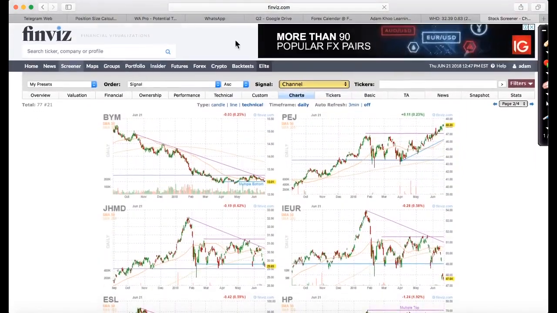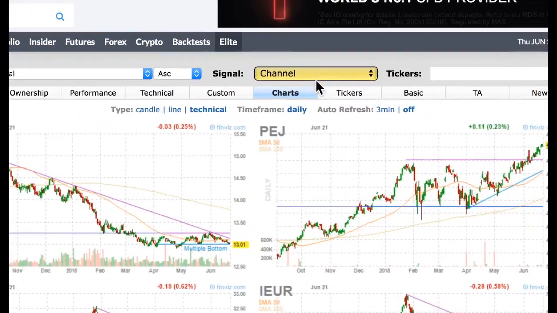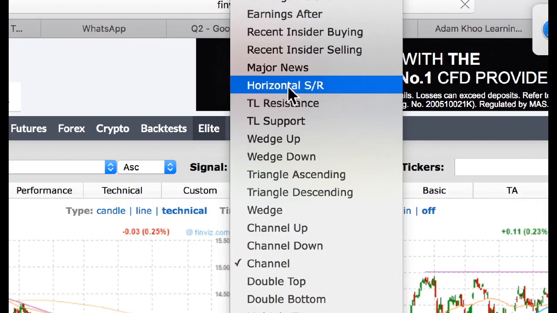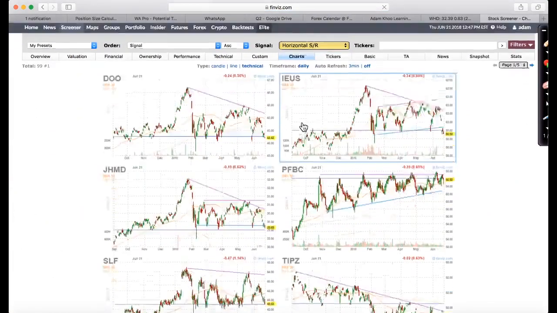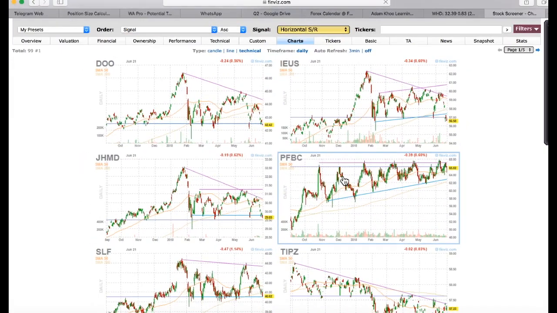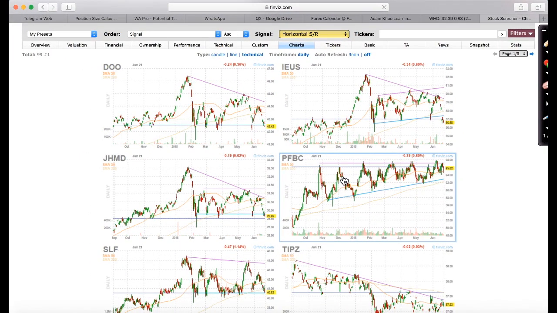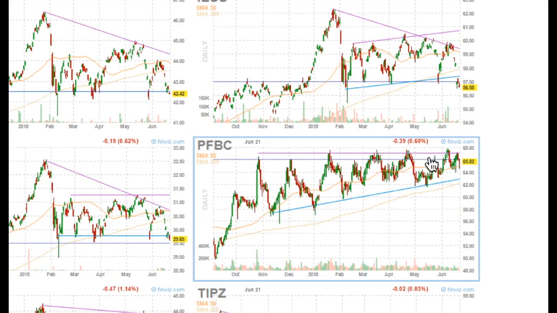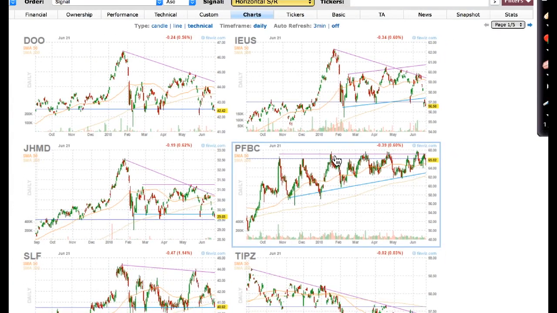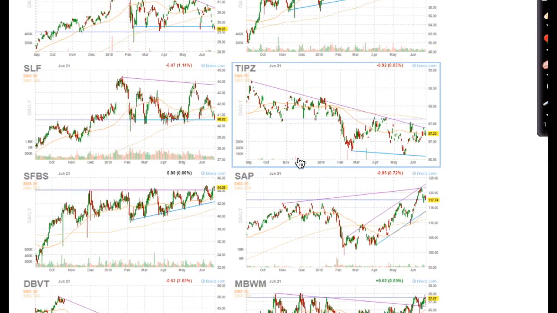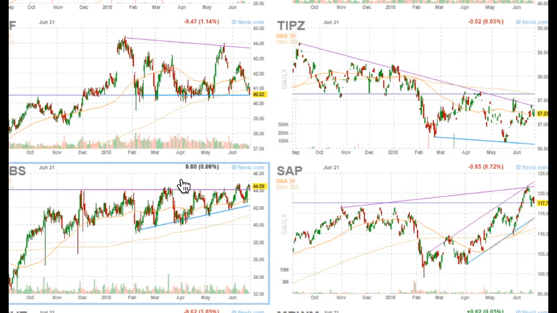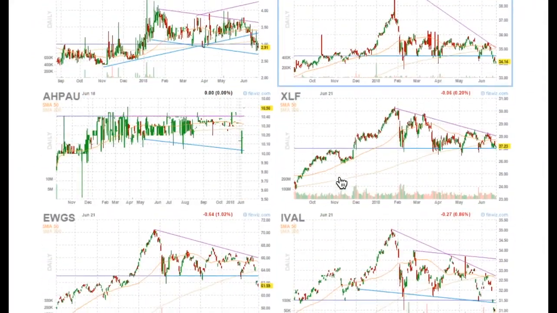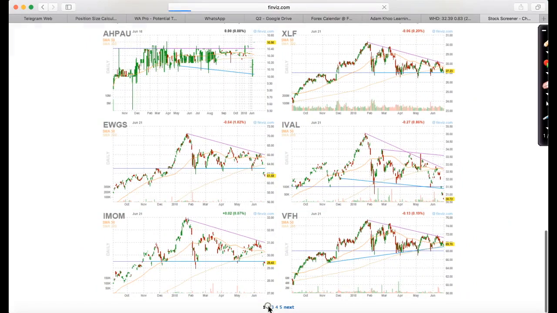Okay. So that's the first way you can look for setups. The second one is to look at this one, horizontal support and resistance. So this is the second method. Click on that, and again, it will show you stocks that are having a horizontal support or a resistance. So you can look for, again, breakout or breakdown setups. Okay, so you can see over here, there's a resistance. It's not breaking out yet. This looks like it could be potentially breaking out, right? SFBS. So you can take a look at that one. And so on and so forth, right?